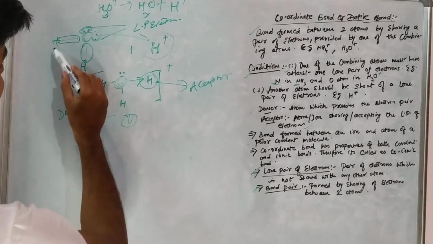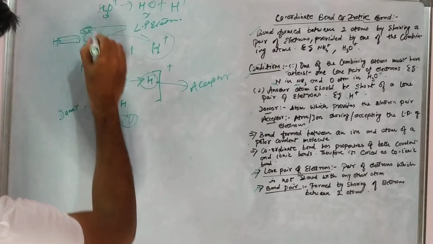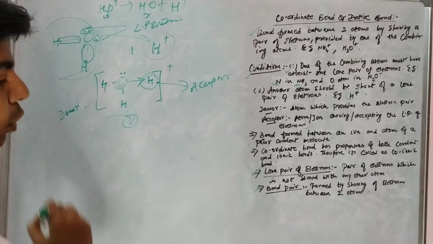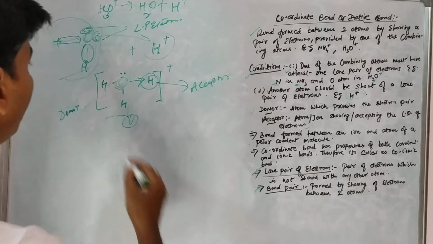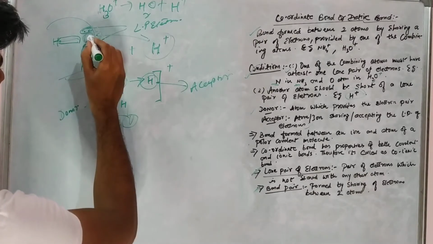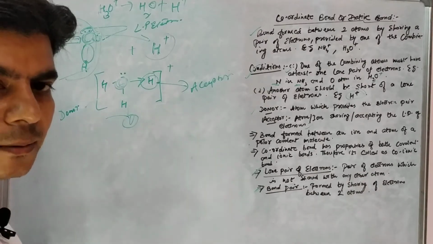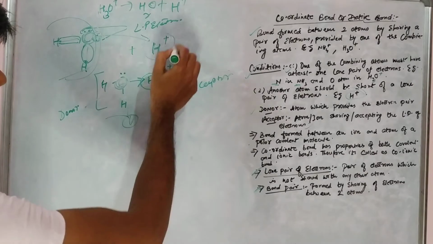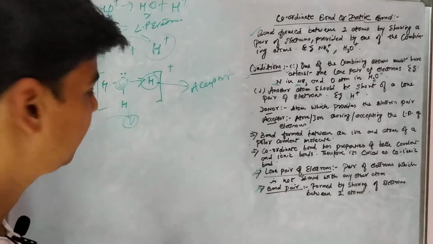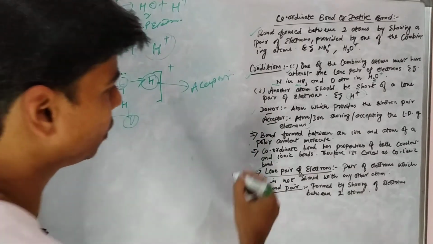So a bond was formed between water molecules, right? We know water is a polar molecule, so the bond is formed between the oxygen atom of a polar water molecule and the hydrogen ion. So this is what it means.